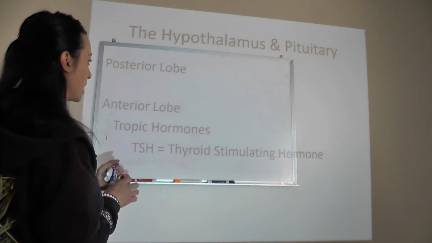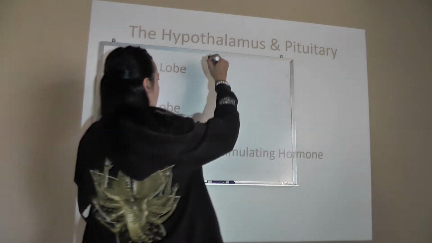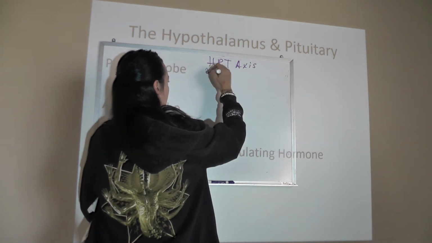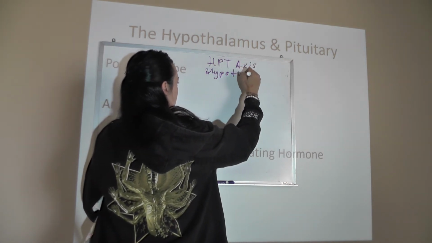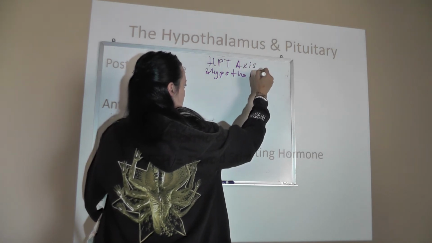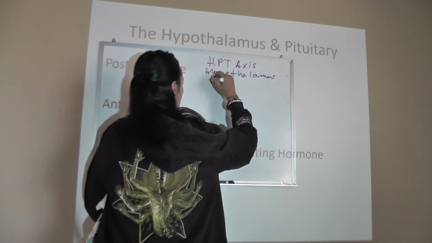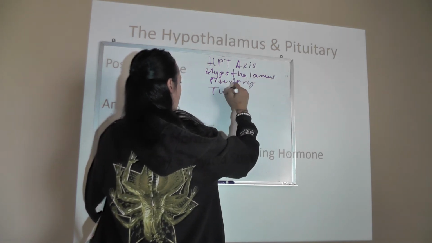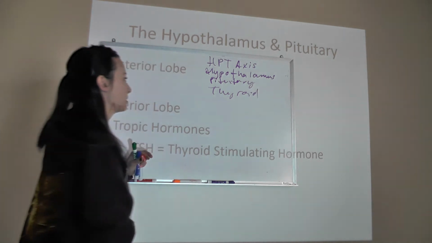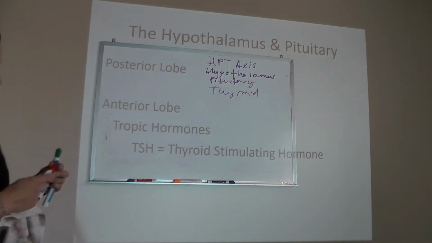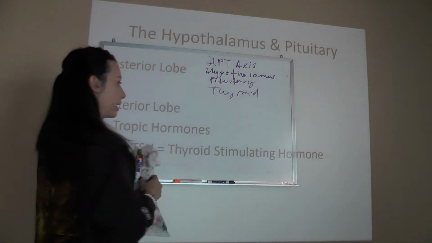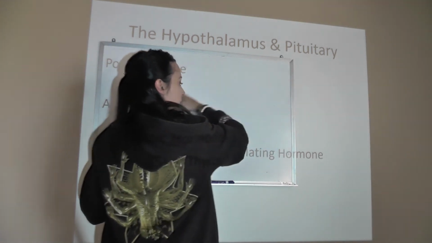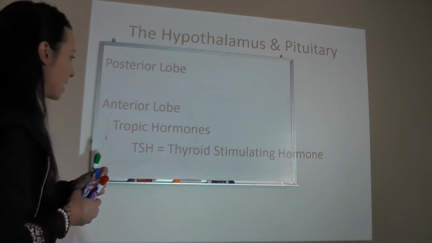All right. Next, this is what we call the HPT axis, which is the hypothalamus, pituitary, thyroid axis. So this is going to be responsible for getting us thyroid hormones. Thyroid hormones are important in the body for increasing metabolic rate. We'll talk more about that in a little bit.